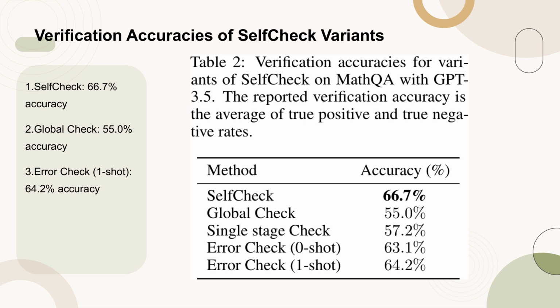Table 2 presents the verification accuracies of different variants of SelfCheck on the MathQA dataset using GPT 3.5. The accuracies are averaged from true positive and true negative rates. The SelfCheck method achieves the highest accuracy at 66.7%, followed by the error check, one shot, at 64.2%. The global check method has the lowest accuracy at 55%. These results highlight the effectiveness of the SelfCheck approach in comparison to other methods.